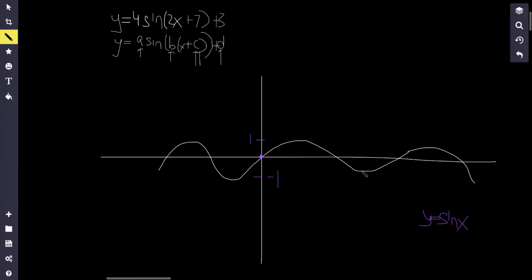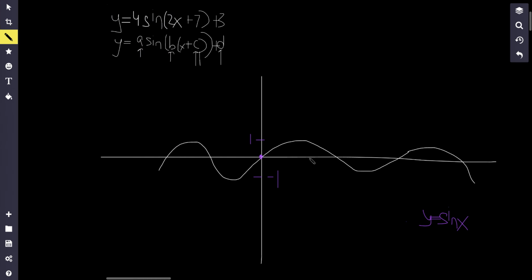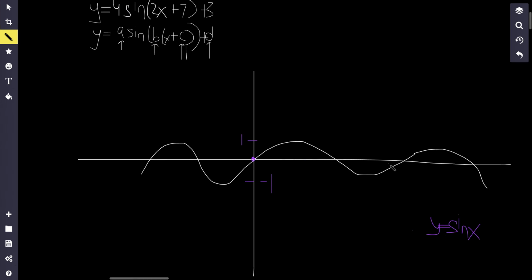If you don't know what those vocab terms mean, I highly encourage you to check out my video on the different features of a sinusoidal function. In this video, I'm just going to assume that you know that. So for the period, that's going to be from, let's say, here to here, and this is a distance of 2 pi.